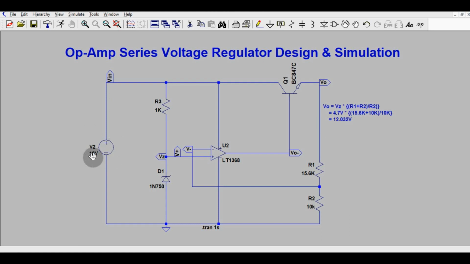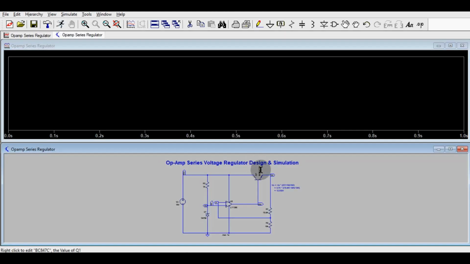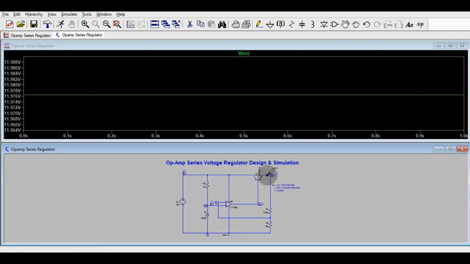If your input voltage is 18 volt, then we will vary the input voltage to 24 volt and we will see the impact on output voltage. Alright, so let me run the simulation. Let me show you V out. If your input voltage is 18 volt, how much is your output voltage? That is coming around 11.97. So this is the output voltage.